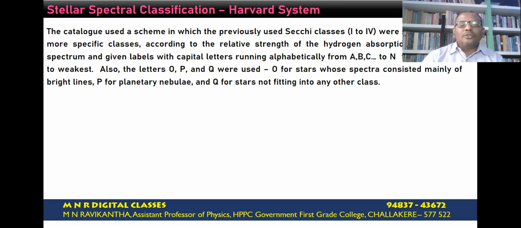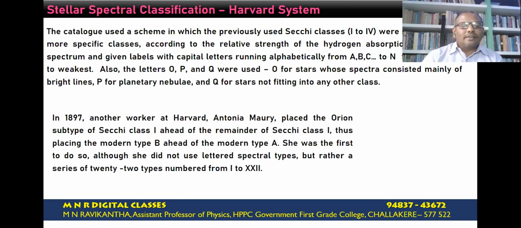Pickering classified those stars based on the relative strength of the hydrogen absorption lines, starting in alphabetical manner A, B, C up to N. This classification from A to N is based on the strongest absorption line to the weakest absorption line of the hydrogen atom. Also, in addition to this, the letters O, P, and Q were used. O for the spectra consisting mainly of bright lines, P for planetary nebulae, and Q for stars which do not fit any other classes.